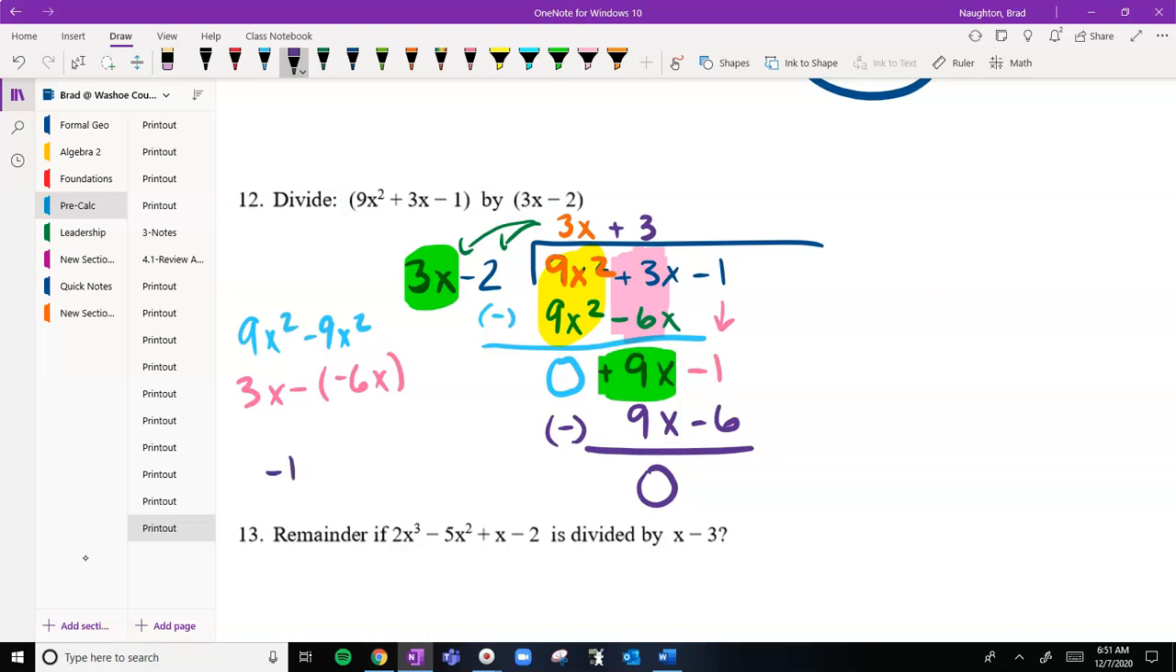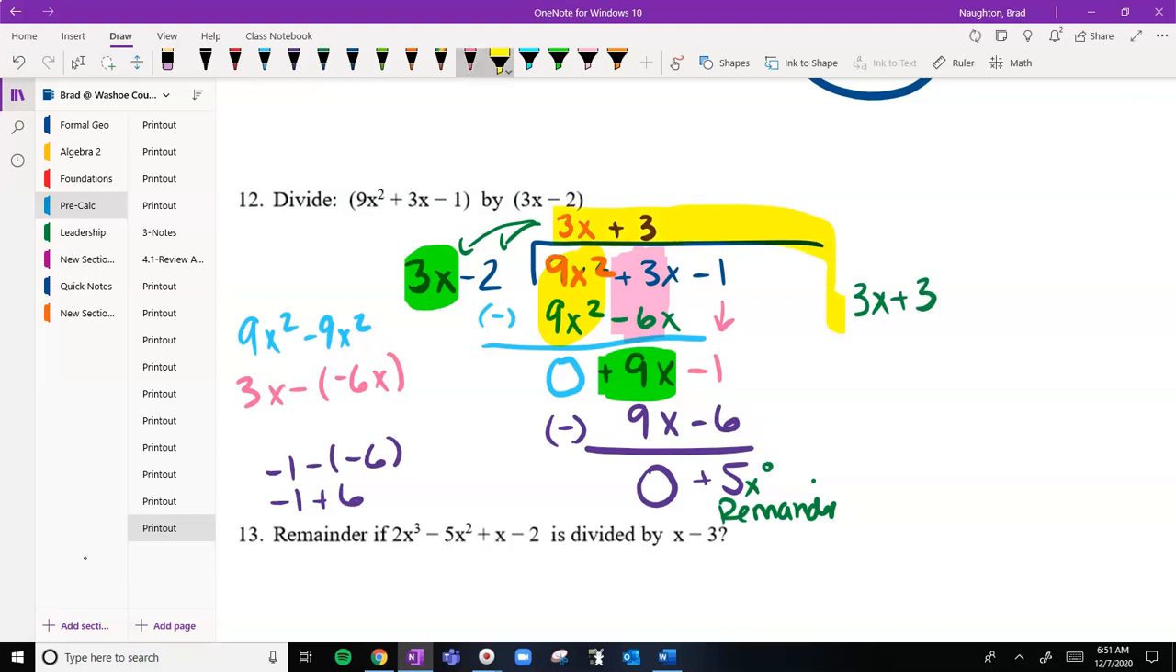So let's rewrite this over here. Negative 1 minus a negative 6. And so that's going to be negative 1 plus 6, which is going to be 5. Because technically this is an x to the 0, and since x to the 0 is less than this 3x to the 1, this is going to be your remainder, and you're going to stop. So it's going to be 3x plus 3, which is what we got on the top here. And then we're going to do our remainder. So plus, it's always plus, and then your remainder over your divisor.